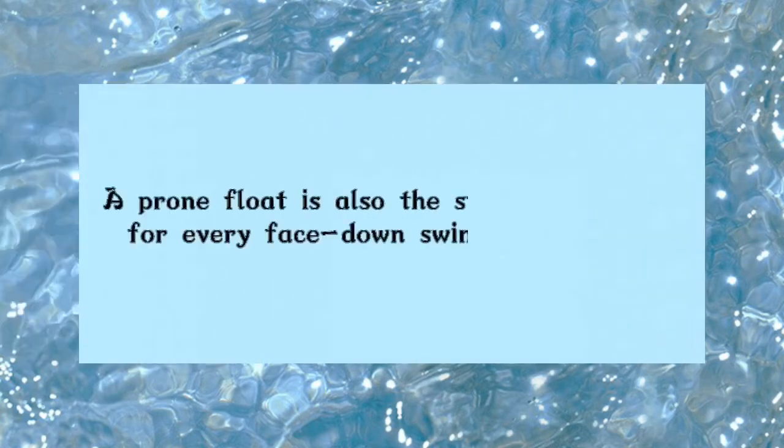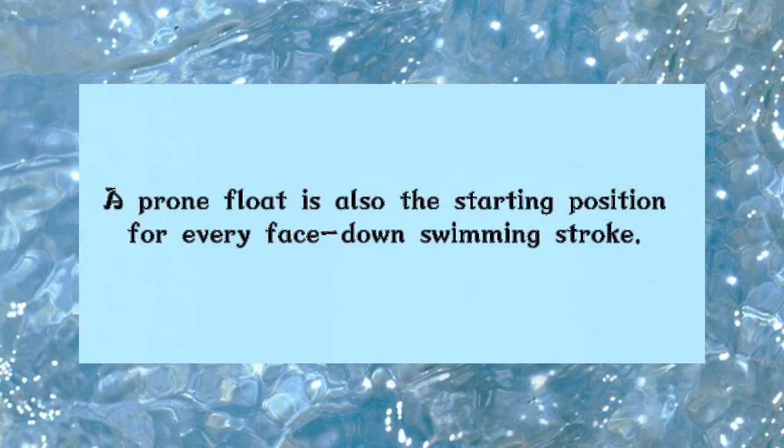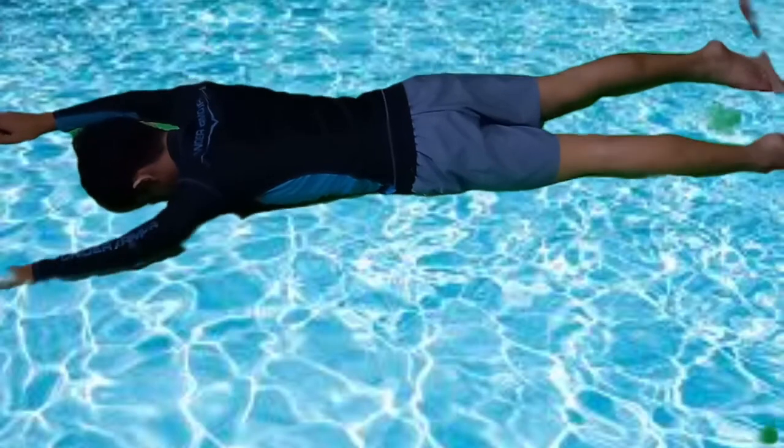A prone float is also the starting position for every face-down swimming stroke. Learning the dead man's float: take a deep breath, tuck your chin to your chest, and put your face in the water. Slowly let your body relax. Your hips should start floating up to the surface of the water.